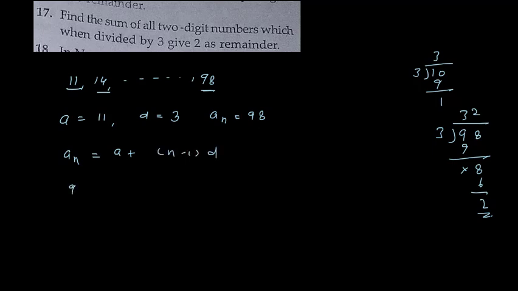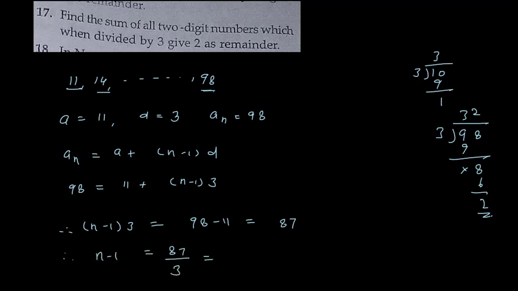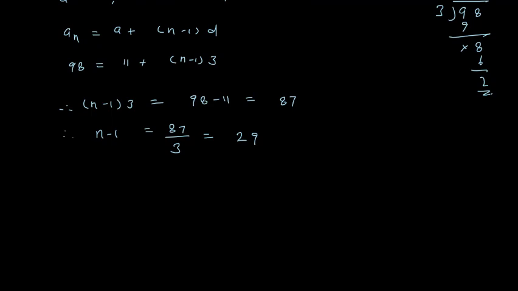Now an is 98. So 98 is 11 plus n minus 1, d is 3. So therefore n minus 1 into 3 is equal to 98 minus 11, which is 87. So here therefore we have n minus 1 is equal to 87 divided by 3, which is 29. 9 3s are 27. So here we will get n is equal to 29 plus 1, equal to 30.